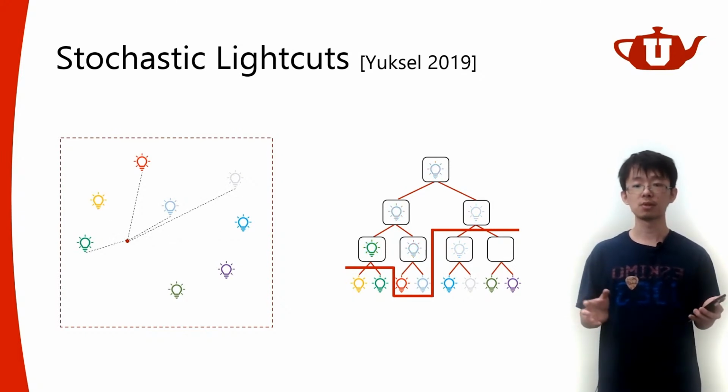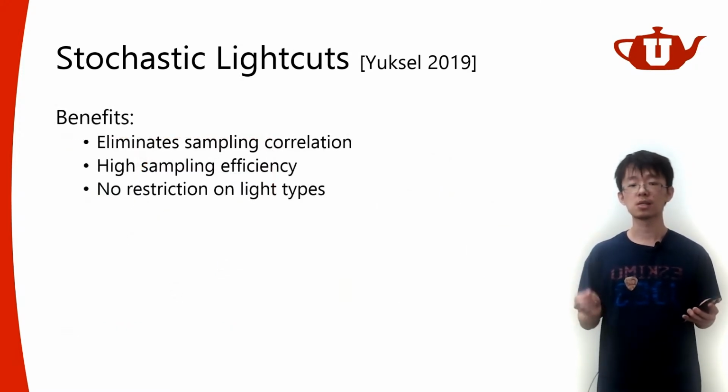Because lights are sampled, at each execution, a different set of lights will be used for lighting estimation. Notice that light samples are weighted by the inverse sampling PDF. It's easy to see that stochastic Lightcuts eliminates the sampling correlation by randomizing light selection. The result is that it can perform temporally stable lighting estimation using a very small cut size. Since it doesn't use any representative light, it also doesn't have any restriction on light types.